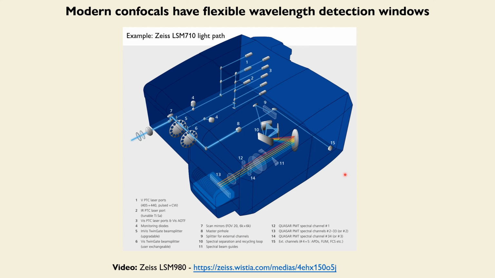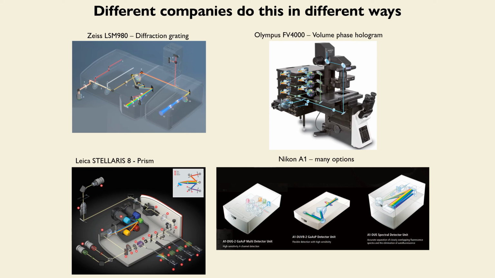Now, different companies do this in different ways. The Zeiss LSM980 is very similar to the 710 in that it has a diffraction grating to do it. Olympus uses a technology called the volume phase hologram. Leica uses prisms, and Nikon has many options to do the same thing. So all the companies do this to some greater or lesser extent, and they all have different mechanisms to do it. But the idea is the same. In modern confocals, you're able to a large extent to steer the light that you want to the different detectors that you have on the system.